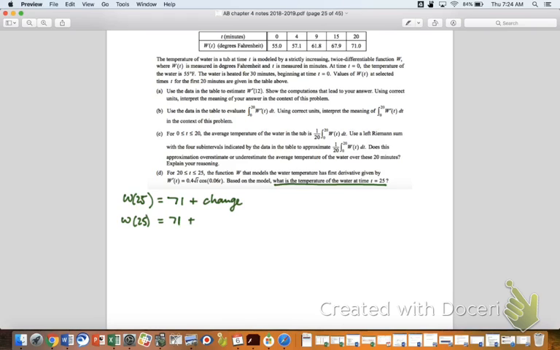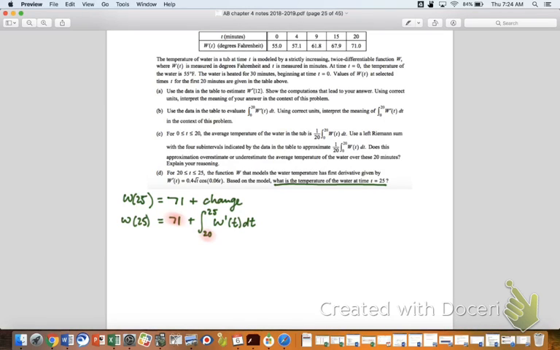So the way that we find the change in the temperature is to remember that the definite integral of the rate of change will give you the amount of change. And we know W prime is the rate of change of the temperature. So if we want to find the change in temperature, we find the definite integral of the rate of change of temperature. So I'm going to write 71 plus the integral from 20 to 25 of W prime, like so. Please remember, as mentioned in class, this 20 and this 71 need to agree. They need to match. So 71 is the temperature at t equals 20 minutes.